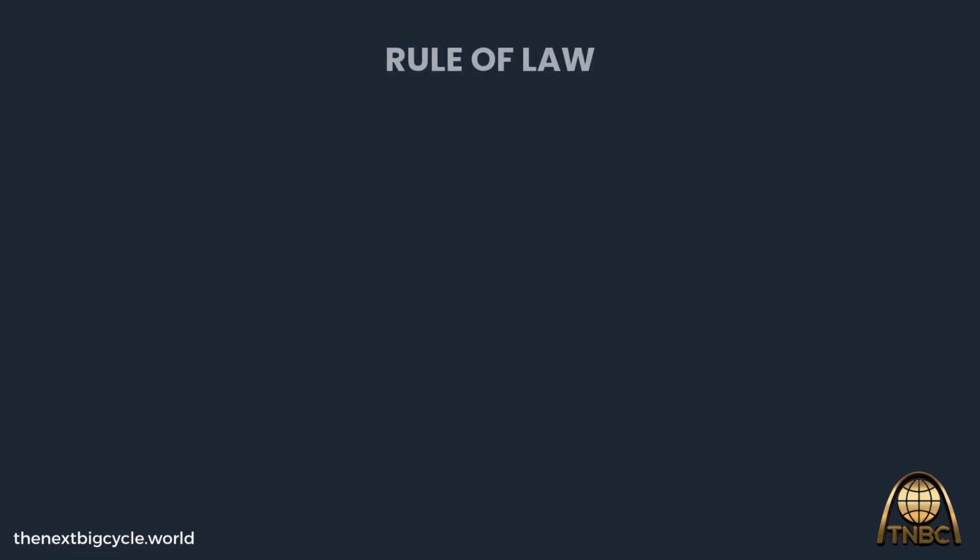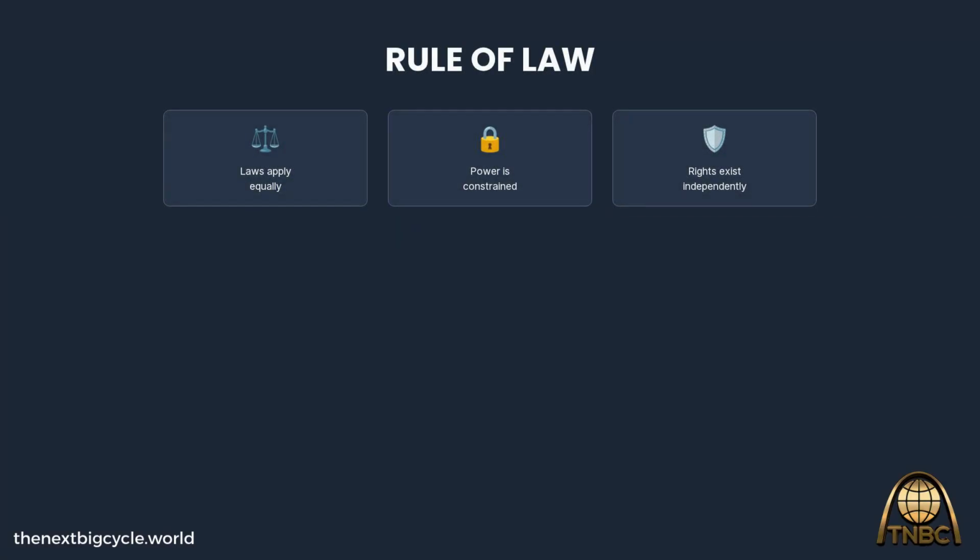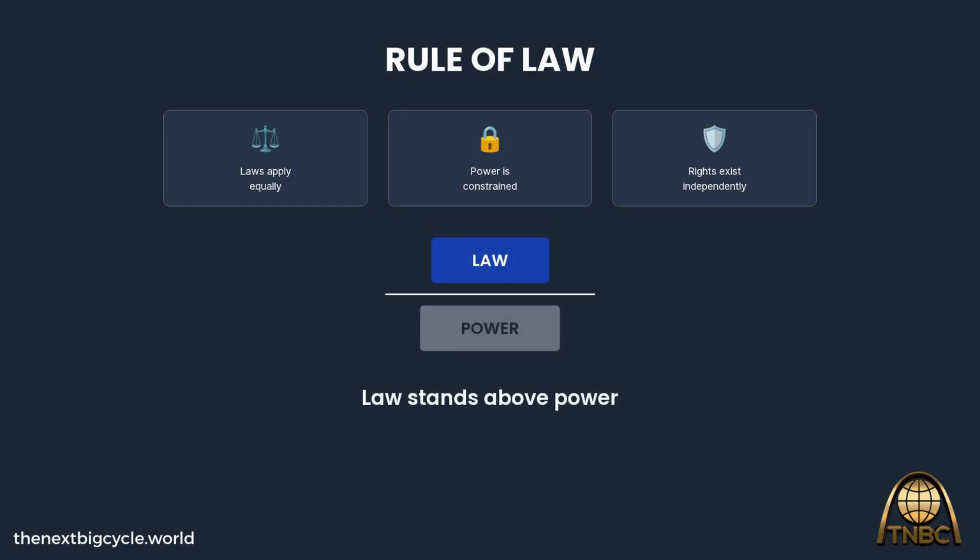When people hear the phrase rule of law, they often think it simply means a country has laws. But that's not enough. Rule of law means laws apply equally, power is constrained, and rights exist independently of who governs. In short, law stands above power.